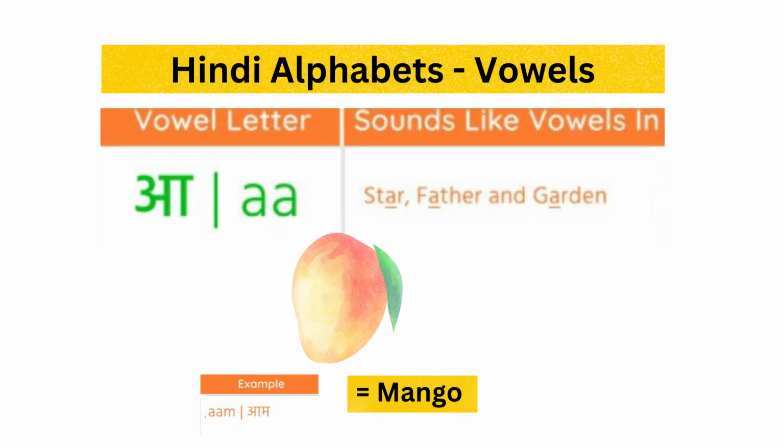The second vowel in the Hindi alphabet is Aa. It is similar to how you pronounce vowels in words like star, father, and garden. If you notice, the A is stressed in all these sounds. In writing, we put a horizontal line next to the letter A to represent Aa. The Hindi word aam, which means mango, starts with the letter Aa.